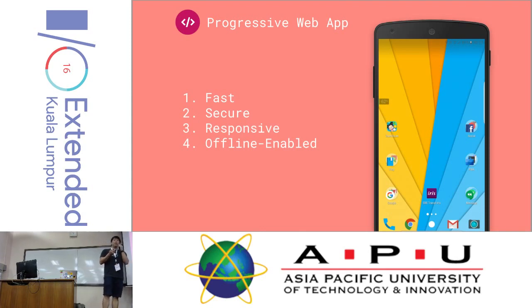For native apps, you ask people to install. For PWA, it's just a web app. You just pass on the link, and then people will actually get it on the phone. 1 billion users, I can't say that enough. So that's PWA: fast, secure, responsive, offline enabled. There will be sessions later on. Go to those sessions to know more.